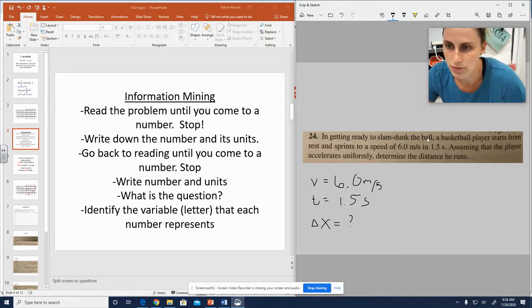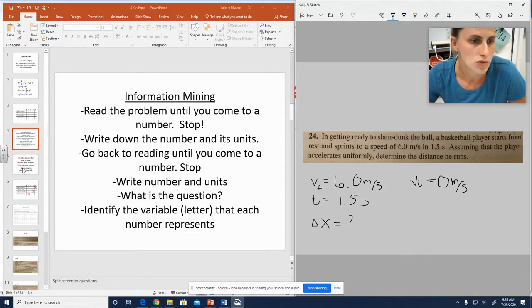In getting ready to slam dunk the ball, a basketball player starts from rest. Okay, if I'm starting from rest, that means that my velocity in the very beginning is going to be 0 meters per second. So I'm going to go and write that down. And I'm starting from rest, so my velocity initial is going to be 0, which means this must be, in sprints to a speed of 6 meters per second, the final velocity. Okay, so at this point, now we've got 1, 2, 3, 4 variables.